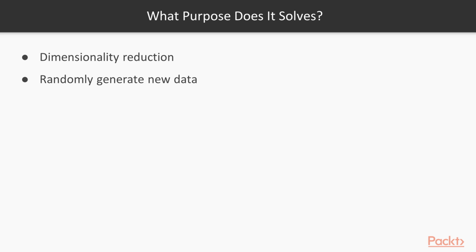So to make it more clear, you need to understand what purpose it solves. Now that output of that encoder layer, that encoding, is used for dimensionality reduction. So that is a layer having fewer dimensions. That is, if it was a four-dimensional data set, that encoding layer can have a two-dimensional data set. You can also solve another purpose, which is randomly generating a new data set. Just play around with your hidden layer, by increasing or decreasing the number of neurons, and you can have a new data set.